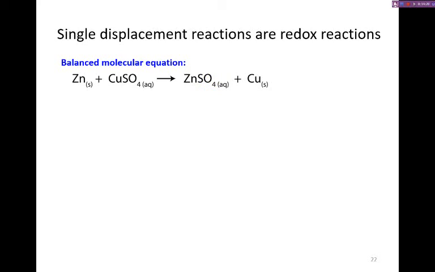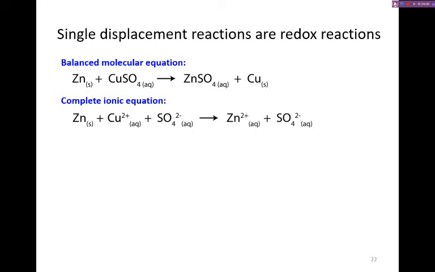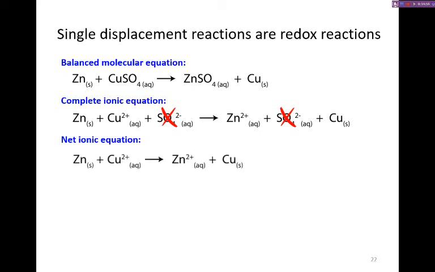So if we write out the complete ionic equation, we write our zinc metal, we dissociate the copper sulfate. Again, this is because it's a strong electrolyte. We dissociate the zinc sulfate, also because it's a strong electrolyte, and then we have copper. Now we can write our net ionic equation by eliminating our spectator ions, which is sulfate. So we're left with zinc metal plus copper ions yields zinc ions and copper metal.